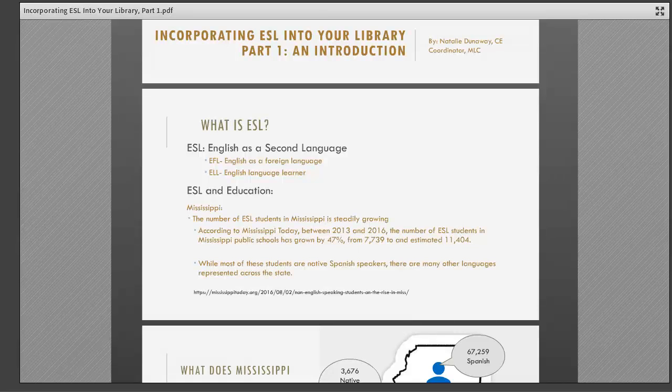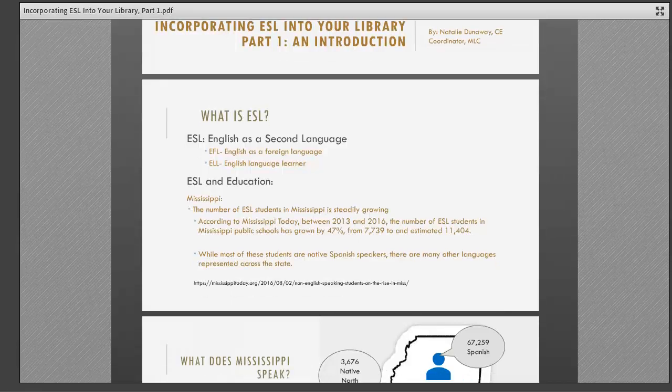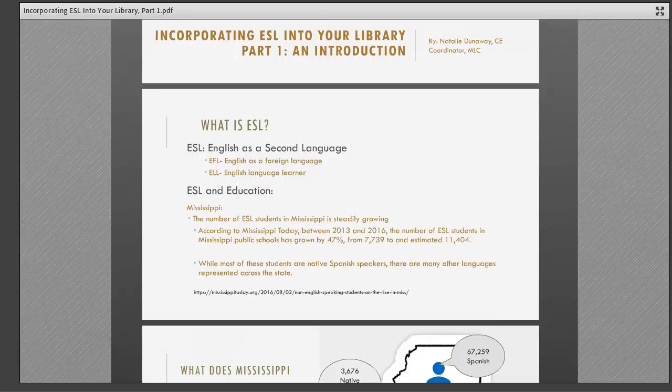Okay, so let's talk about ESL and education. Very briefly, according to Mississippi Today, the number of ESL students in Mississippi is steadily growing. Mississippi Today reported that between 2013 and 2016, the number of ESL students in Mississippi public schools grew by about 47%. That's a lot, you guys. That's a pretty big increase, from 7,739 to an estimated 11,404.